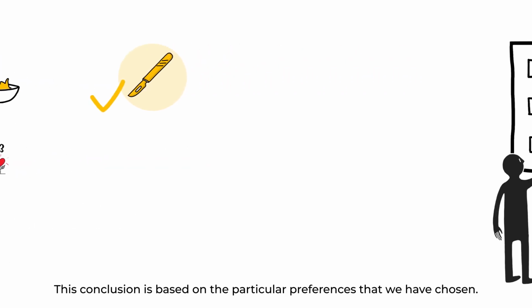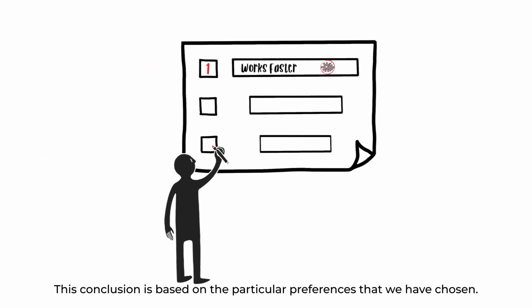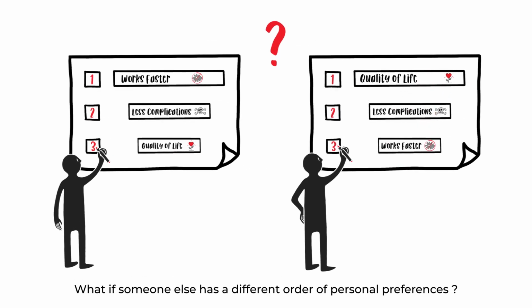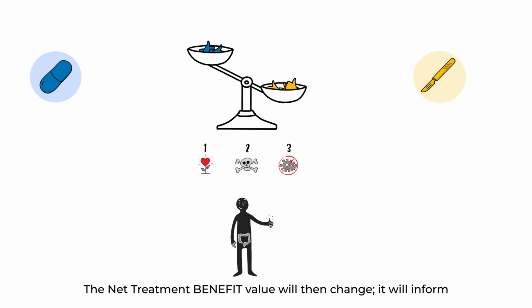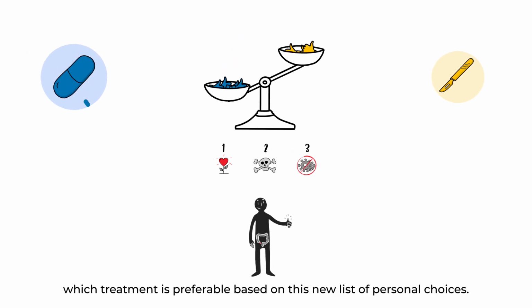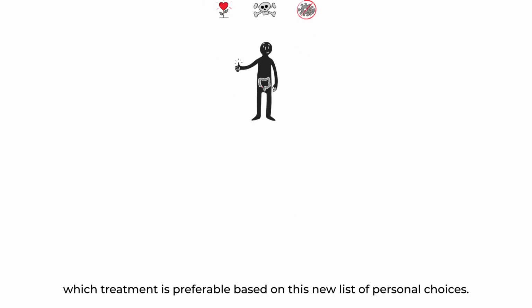This conclusion is based on the particular preferences that we have chosen. What if someone else had a different order of personal preferences? The net treatment benefit value will then change. It will inform which treatment is preferable based on this new list of personal choices.